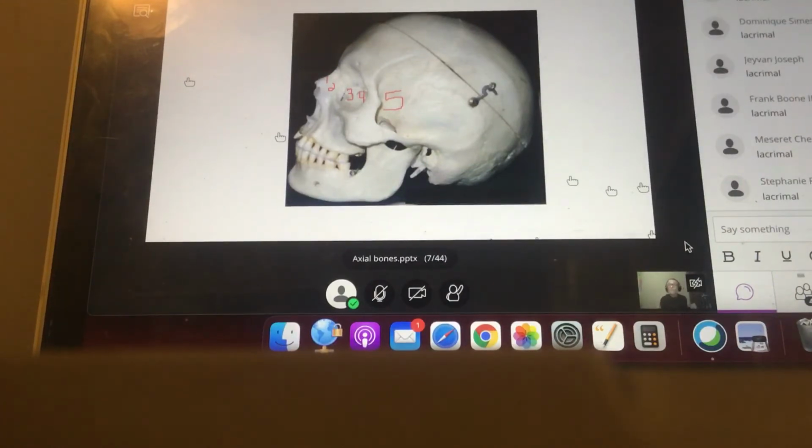Number 4. What is number 4? Number 4 is what? Ethmoid. Awesome. That's what I want. Awesome. Number 5. Over that zygomatic bone. What do we have for number 5? Sphenoid.